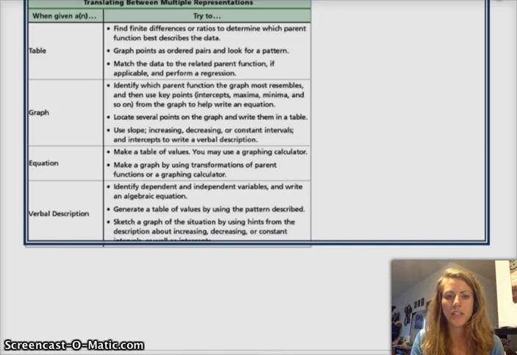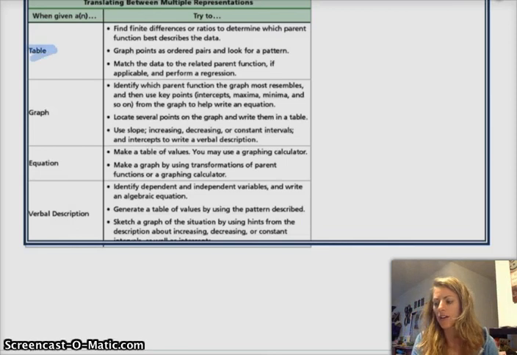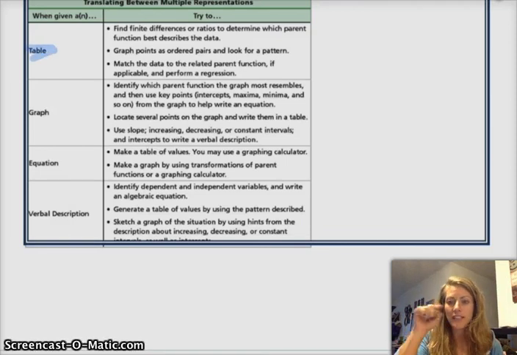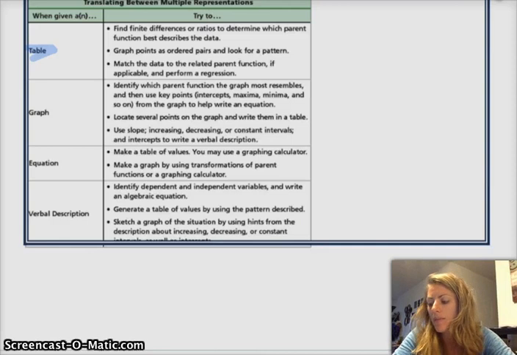All right, so there's a lot of ways to interchange between the 4 different representations. And this little table just gives you a couple places to start if you're not really sure what to do. So if you start with a table, then maybe you want to look at the differences between the y values and see if there's a linear relationship or an exponential relationship. Maybe you want to graph the points and see what happens, maybe if you can't quite get an equation yet.